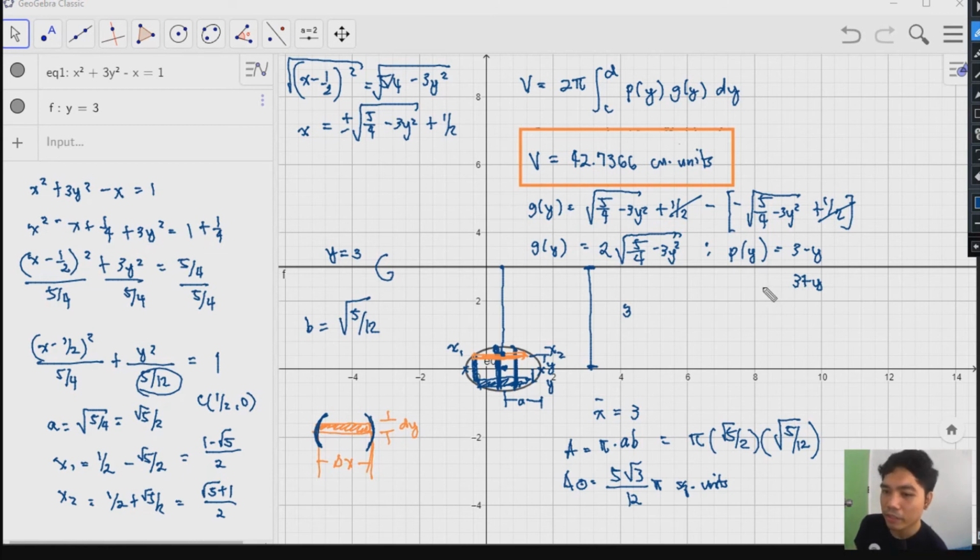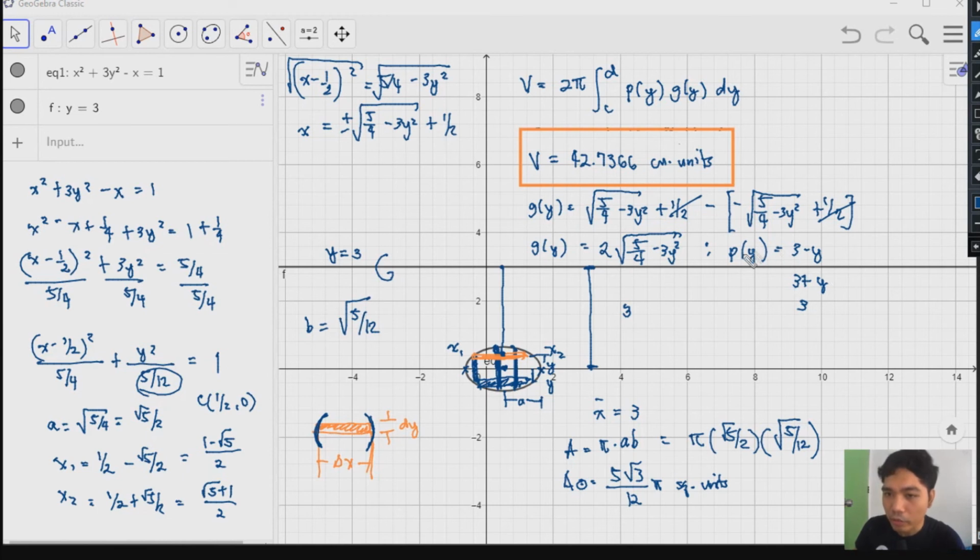So what is really the correct equation? And what if your horizontal strip is literally drawn at the very x-axis? So, it gets confusing, right? What if it's drawn along that? In that case, your p of y would be 3.